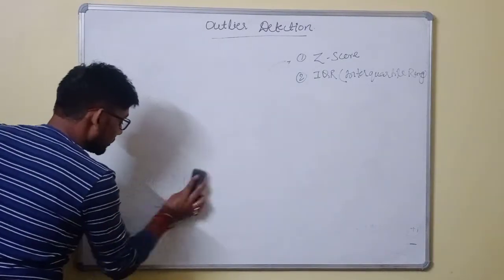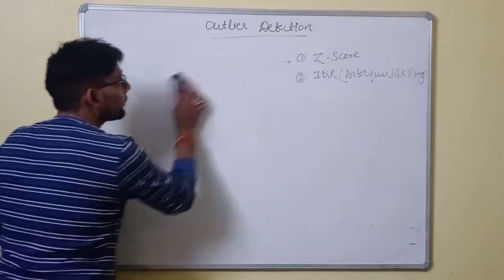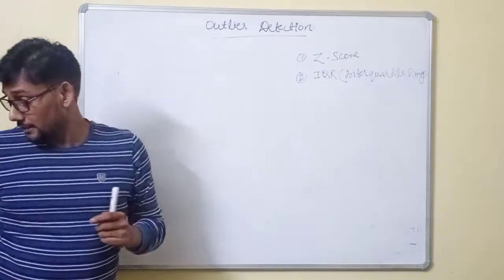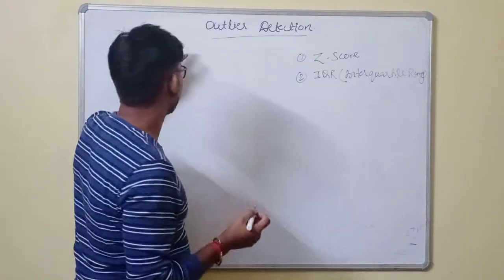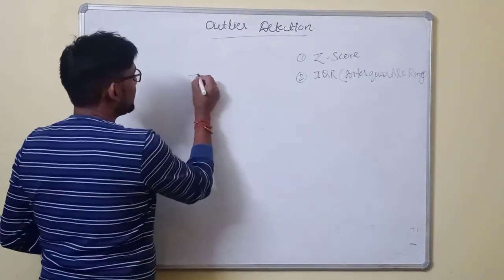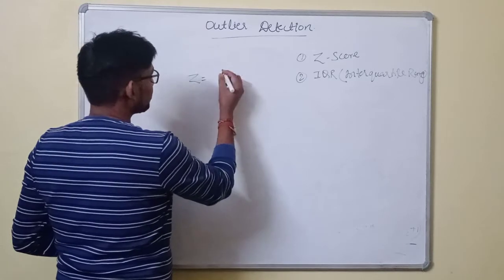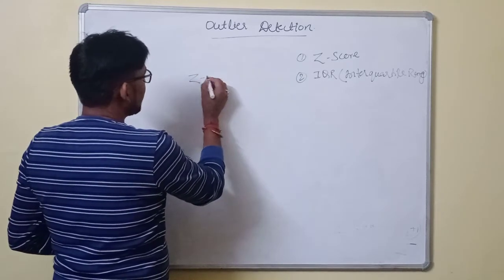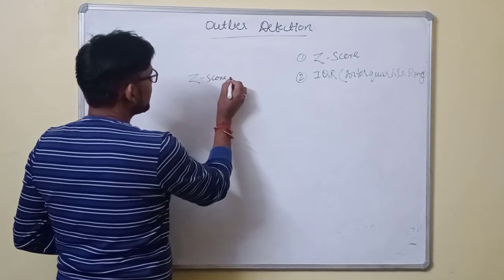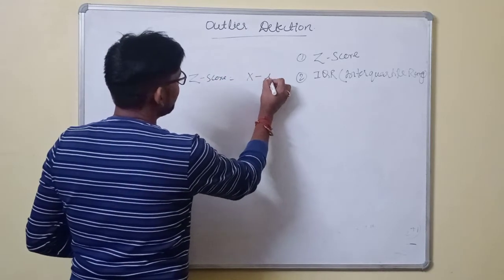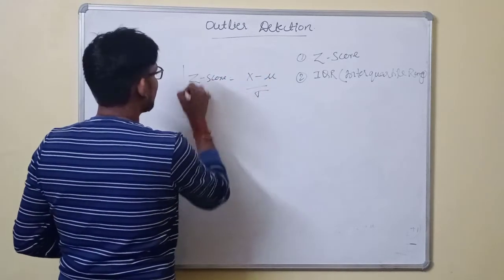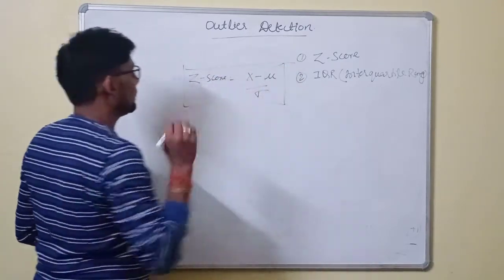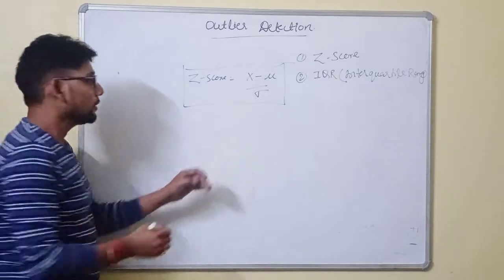Hope you understand, or now you are aware of the outlier. What is an outlier? Now the Z score says that the formula for calculating Z score is x minus mu divided by standard deviation, right? Now what does this formula mean?